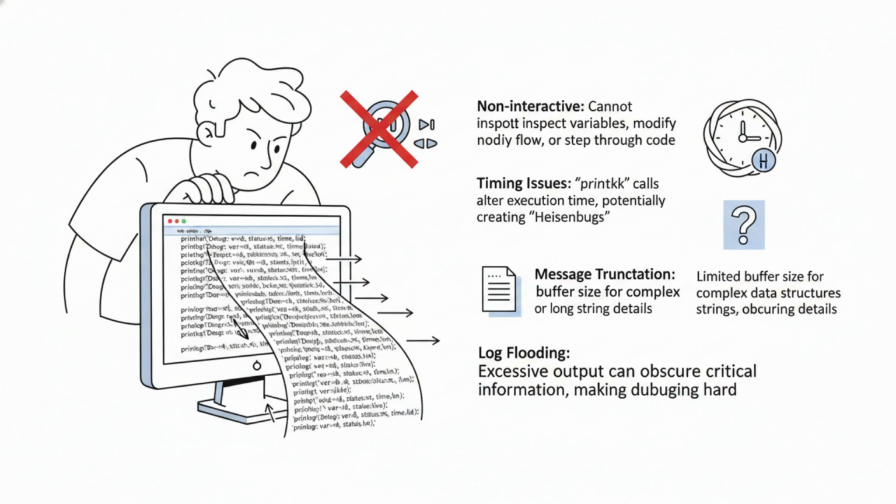Furthermore, the insertion of numerous printk statements can inadvertently alter the precise timing of code execution, potentially masking or even introducing new bugs, a phenomenon famously known as the Heisenberg effect. Finally, printk messages have length constraints, meaning complex data structures or lengthy strings might be truncated, obscuring crucial details needed for problem resolution.